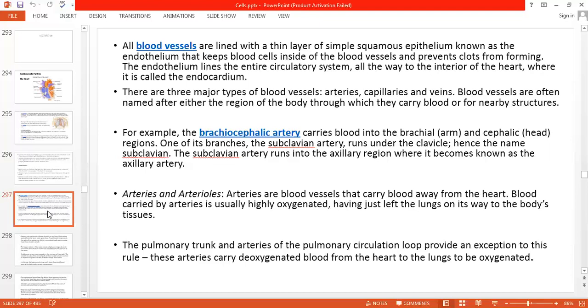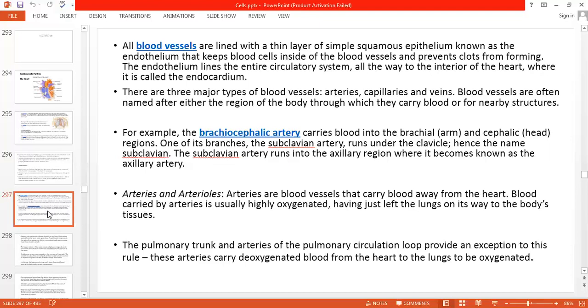The blood carried by an artery is usually highly oxygenated, having just left the lung on its way to body tissue. The pulmonary trunk and the arteries of the pulmonary circulation, meaning lung supply, provide an exception to this rule. These arteries carry deoxygenated blood from the heart to the lungs to be oxygenated.